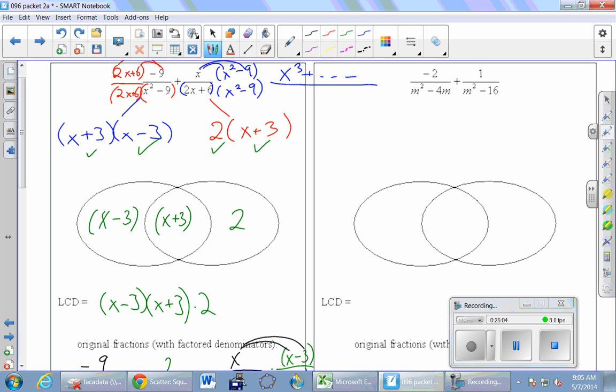I haven't given you anything with an x cubed in it to factor because we don't have the tools to factor it. So it's not wrong to just say, okay, I'm going to multiply the two denominators together. But you could be heading in a direction that leads you to a dead end based on the tools that we have in this class. That's why it's important to factor first.